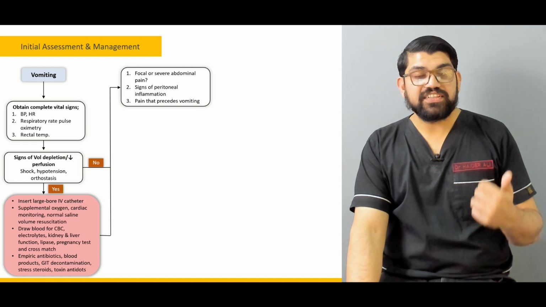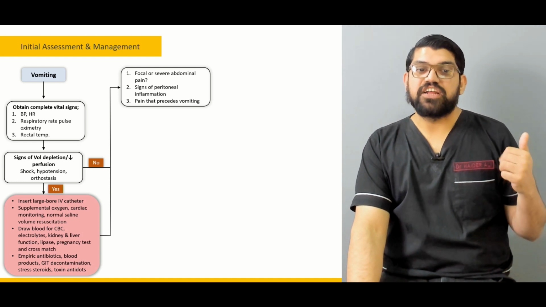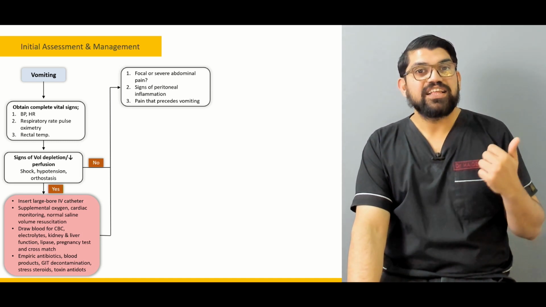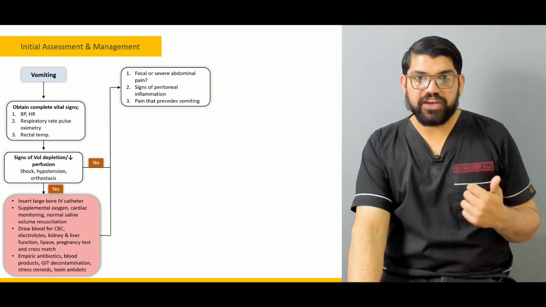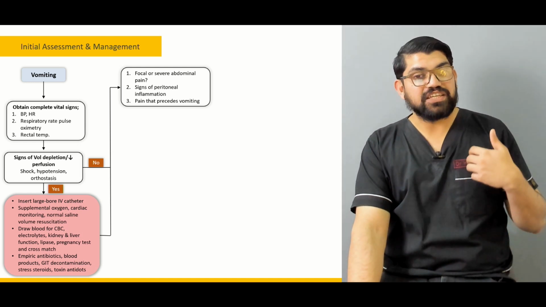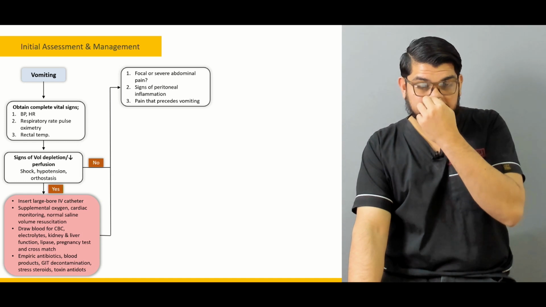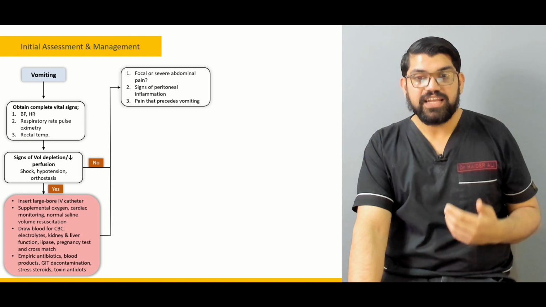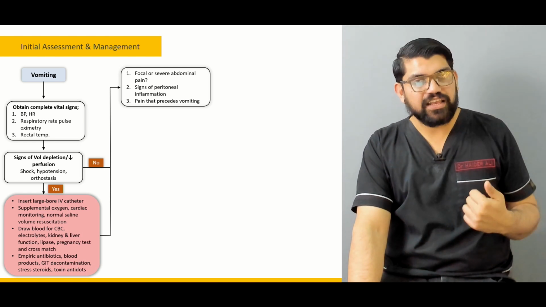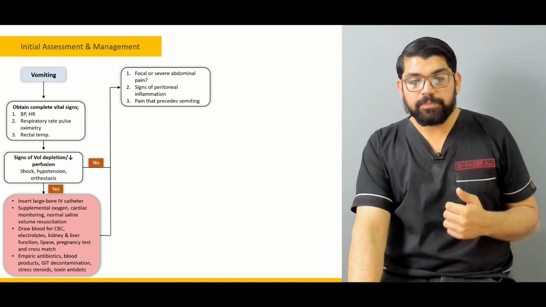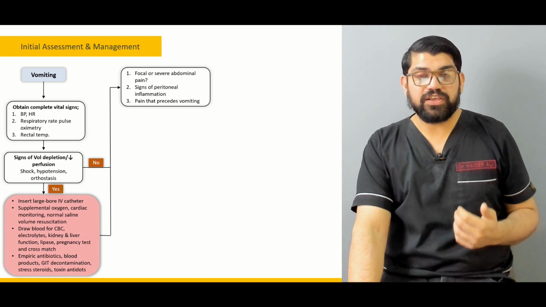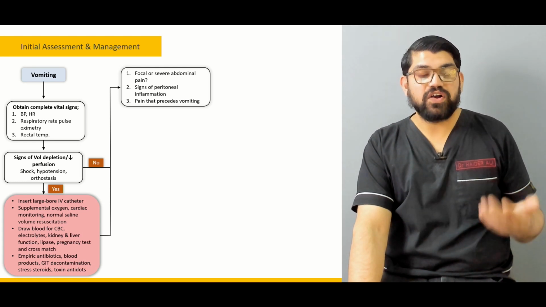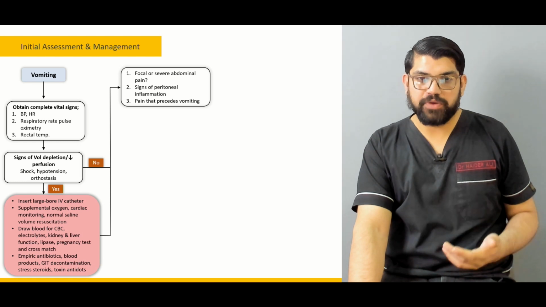If the patient is stable enough, with no signs of volume depletion, hypotension or decreased perfusion, then look for any focal or severe abdominal pain. If there is focal or severe abdominal pain, think of mesenteric ischemia. Think of acute pancreatitis. Signs of peritoneal inflammation, think of perforation. Think of acute abdomen, appendicitis that has perforated. Think of any other cause that might cause peritoneal inflammation as well.